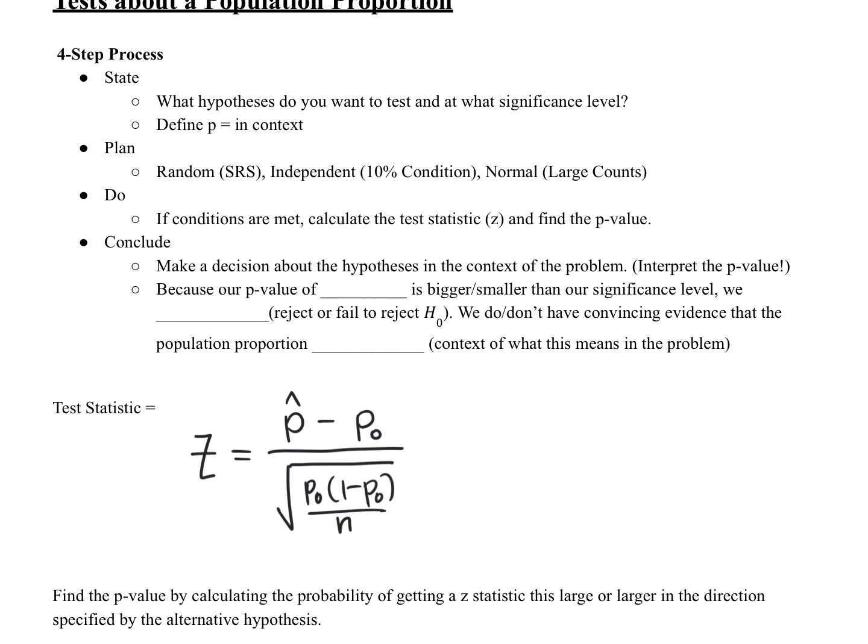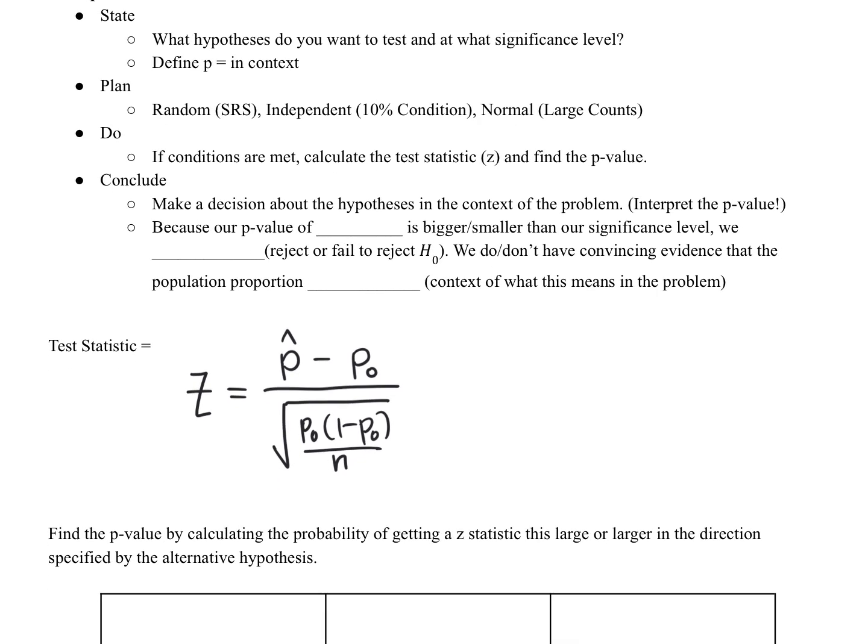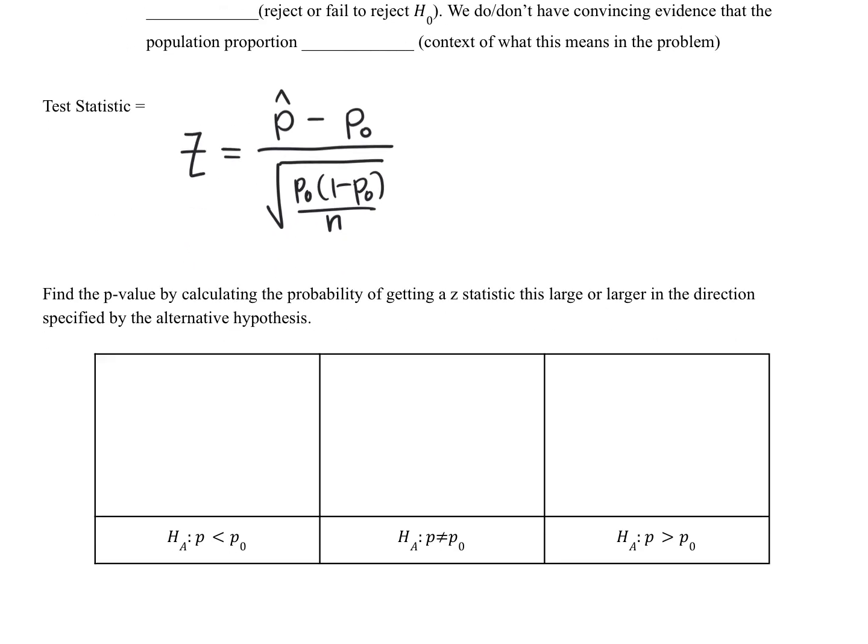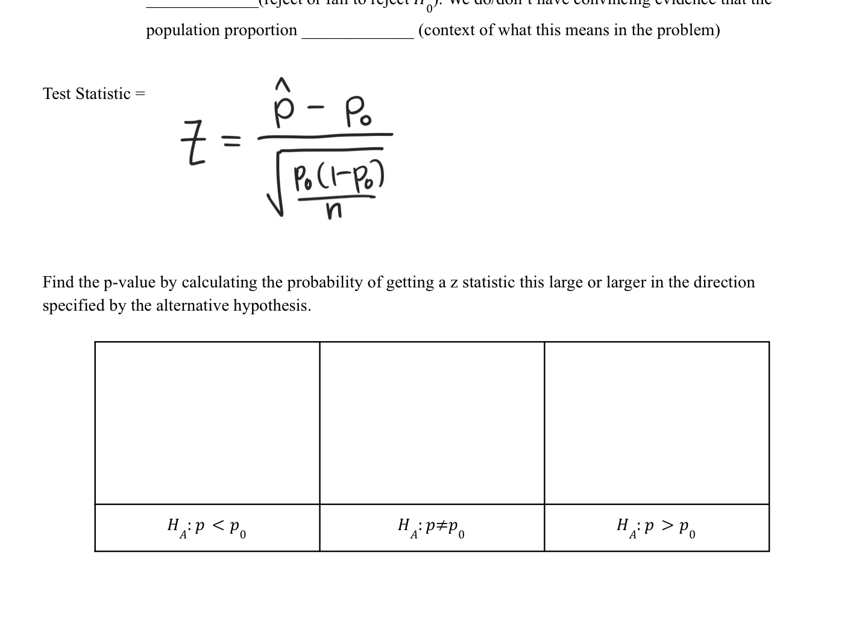This is where it is going to differ a little bit from a confidence interval, where we always used p hat when we calculated our standard error. When we do a significance test, we're actually going to use the null hypothesis proportion. Okay. So when we do this, we find our p-value by calculating the probability of getting a z statistic that large or larger in the direction specified by the alternative hypothesis.